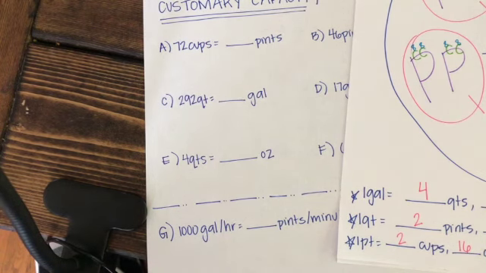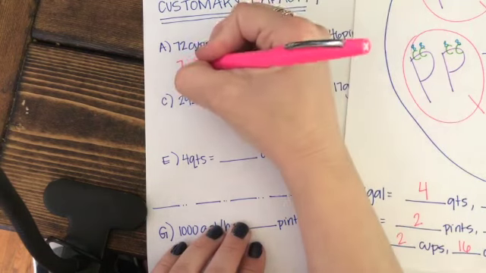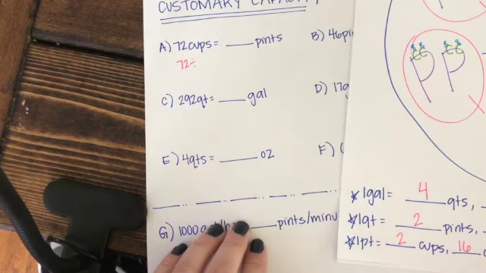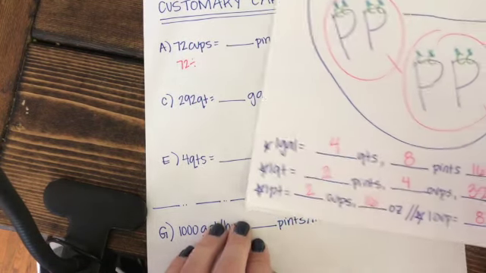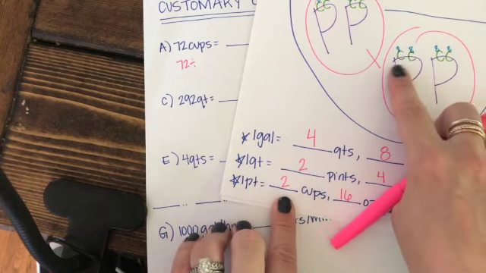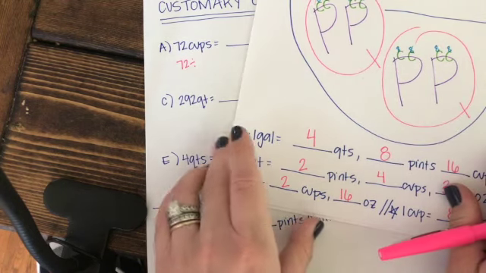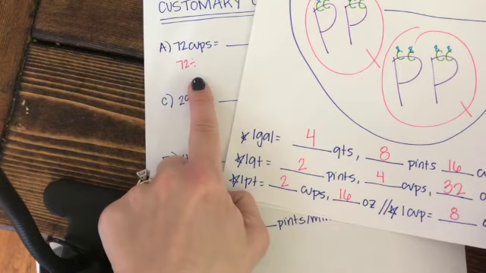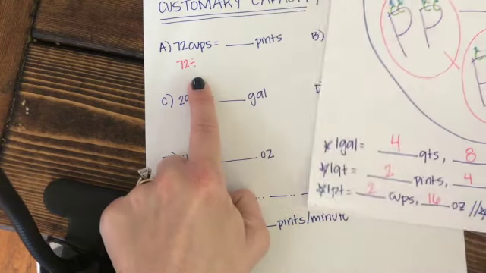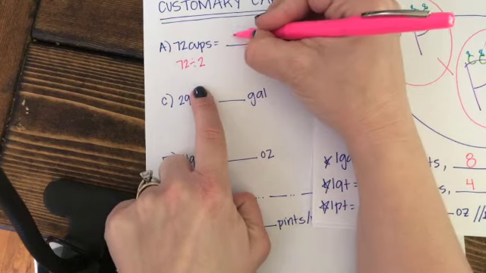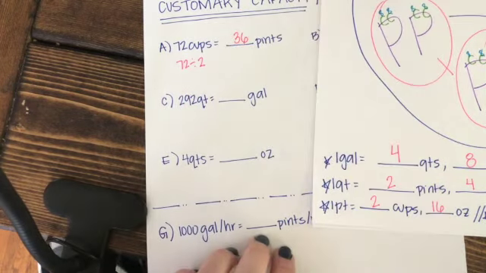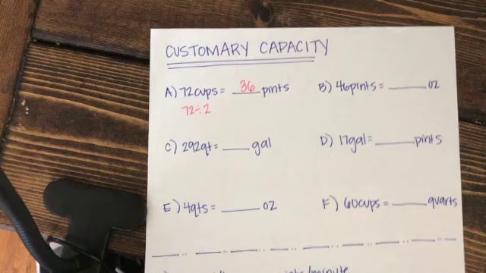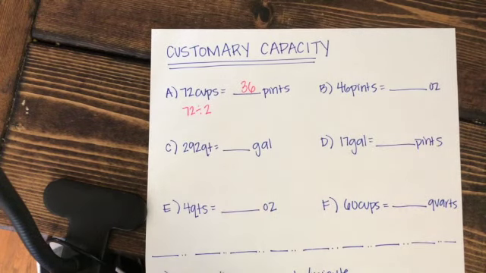So we're gonna divide. 72 cups divided by how many cups make up a pint? It takes 2 cups to make up a pint, right? So if I have 72 little cups going around, and it takes 2 of them to fill up a pint container, 72 divided by 2 would be 36.